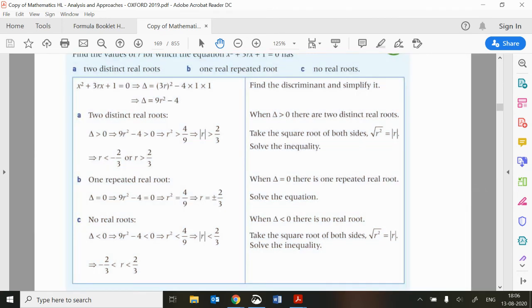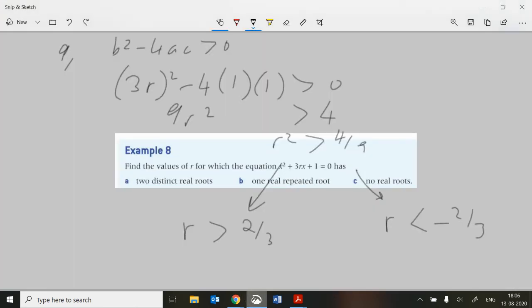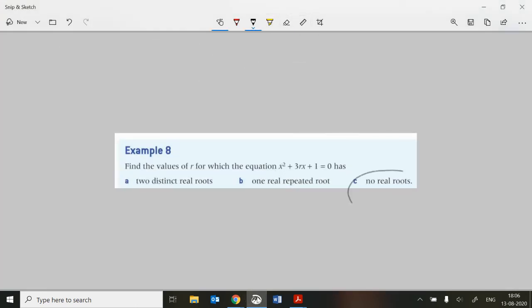We seem to get a similar issue when it comes to the last one, when it says r squared is less than 4 over 9. So for the last one, we end up saying r squared is less than 4 over 9. And in that case, it's the same as saying r is trapped between minus 2 over 3 and 2 over 3. Why is that the case?